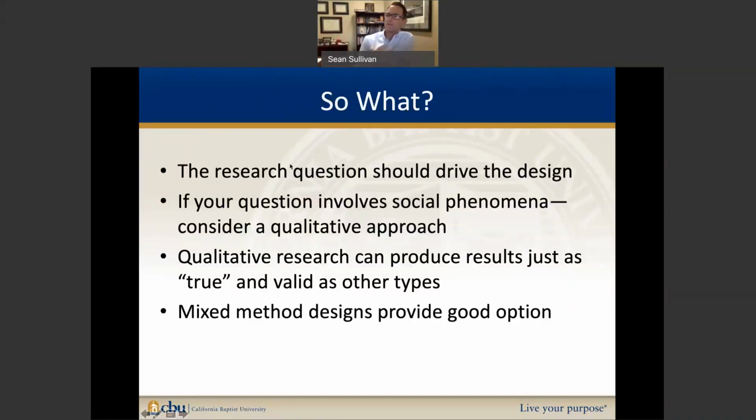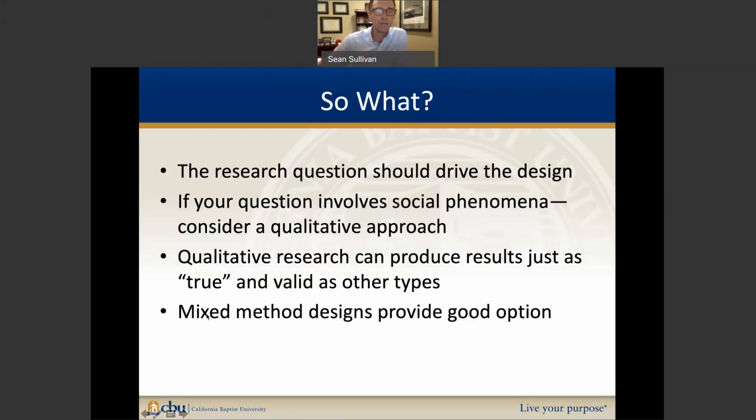So with that, I'll leave you and answer your so what question. Your research question should drive your research design. And for those of you who are primarily interested in understanding social phenomenon, and especially understanding something from the perspective of the participants themselves, where you need them to tell you or you need them to show you, then qualitative research can give a satisfying process and can even give you results that are just as true and valid as other types of research, as long as you follow some of the tools I've given you in terms of triangulating and making sure you get good, reliable information.